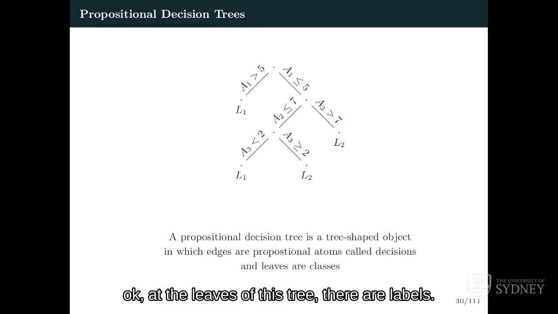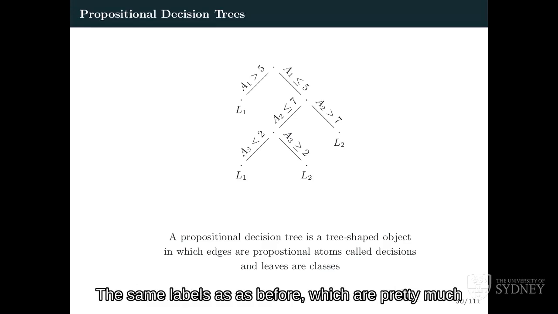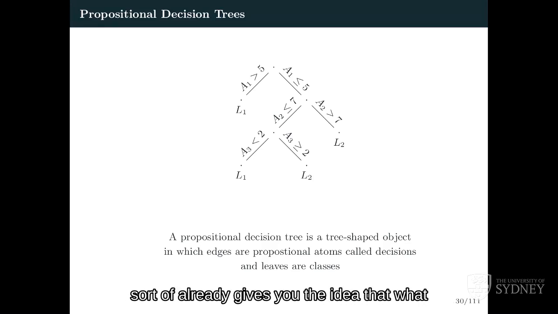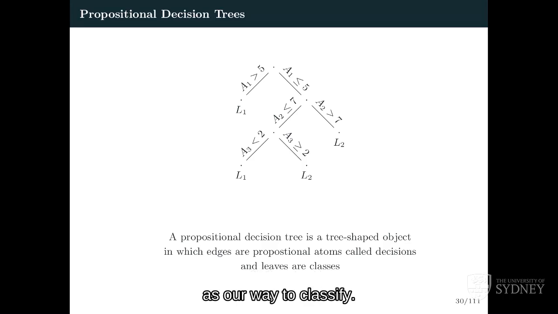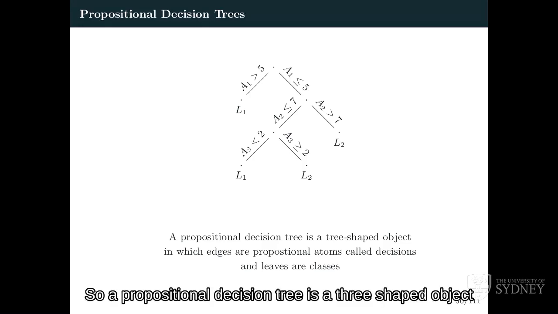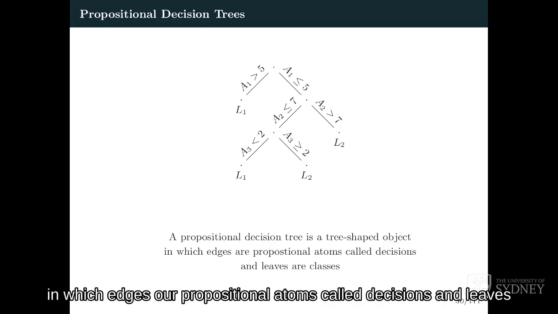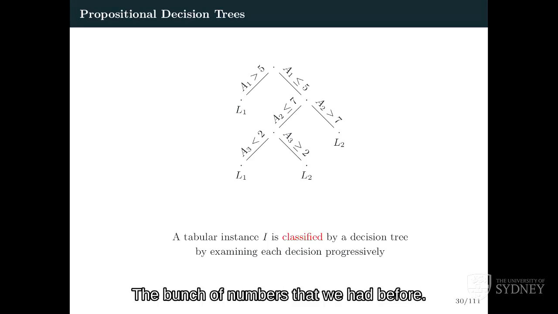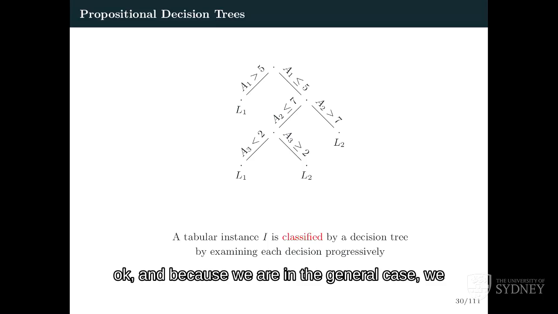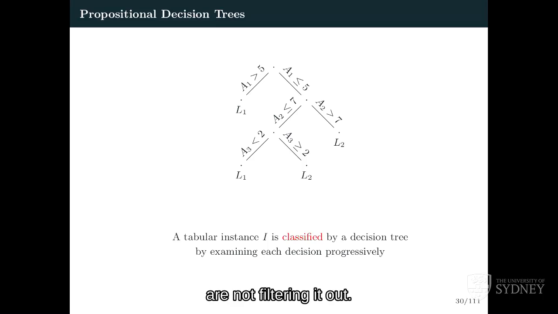Okay. At the leaves of this tree, there are labels, the same labels as before, which already gives you the idea that what we do on this tree is follow paths from the root to a leaf, and we use this path as our way to classify. So a propositional decision tree is a tree-shaped object in which edges are propositional atoms called decisions and leaves are classes. Good. A tabular instance, the bunch of numbers that we had before, okay, because we are in the general case, we are not filtering it out at first.